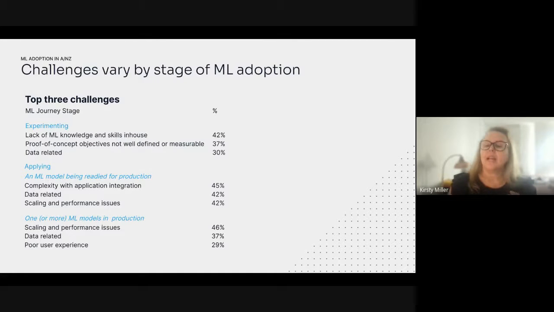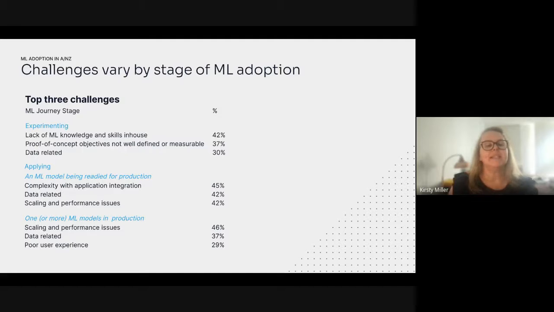If you look at the applying stage, we actually split these results for this question so that we could dive a little bit deeper. We wanted to look at organizations that were getting ready to put into production, and then organizations that were very mature, had one or more machine learning models.